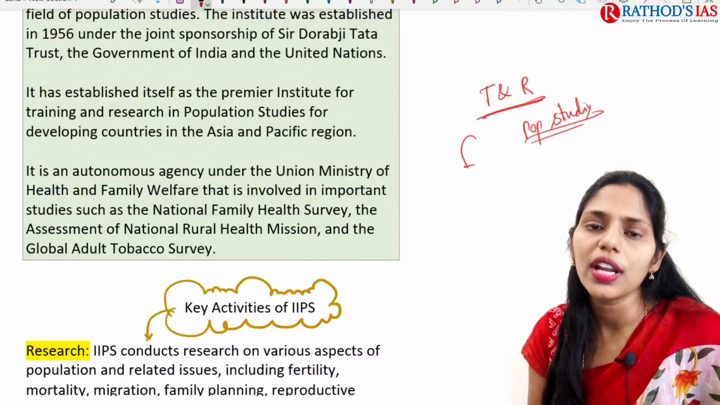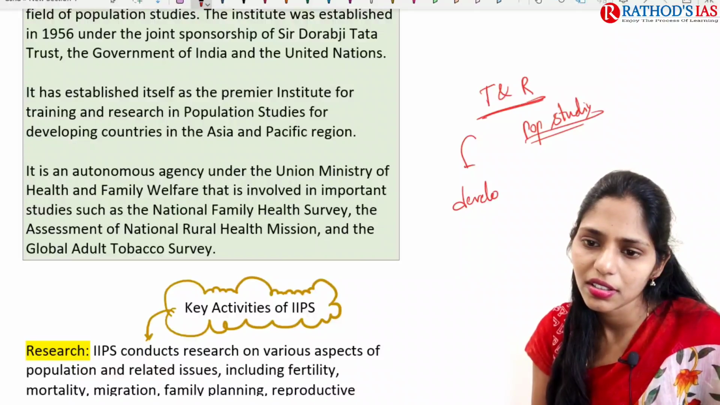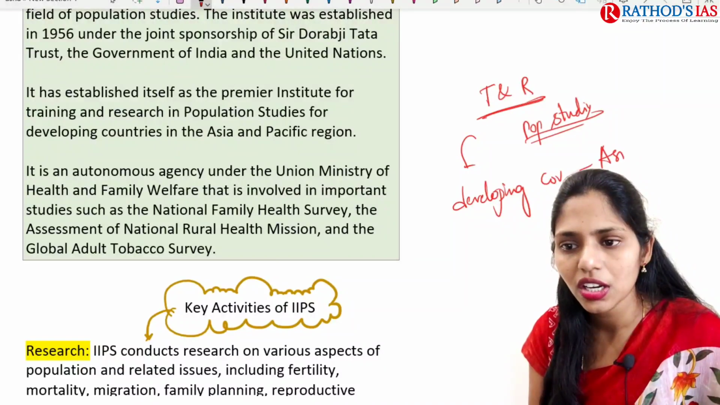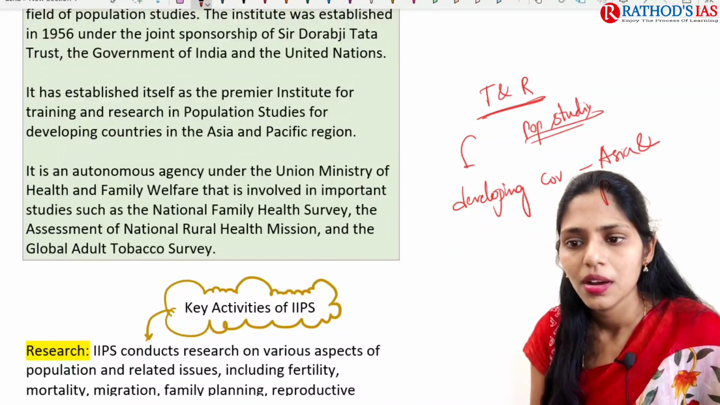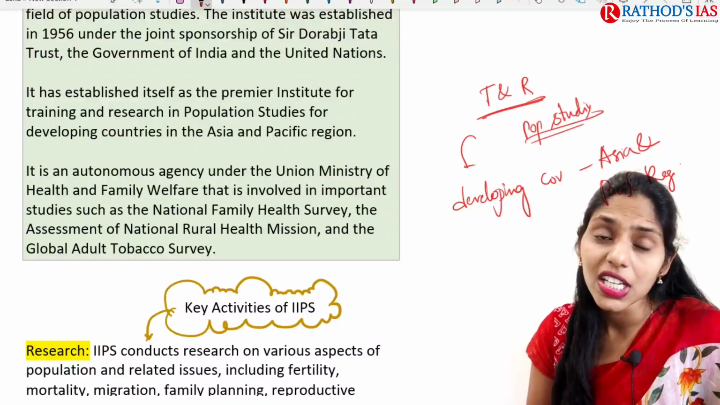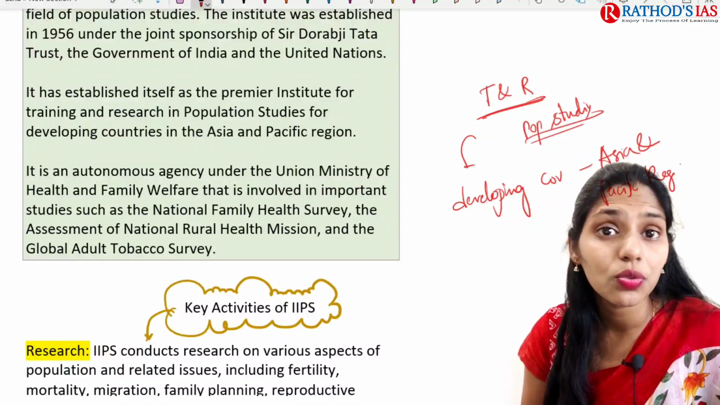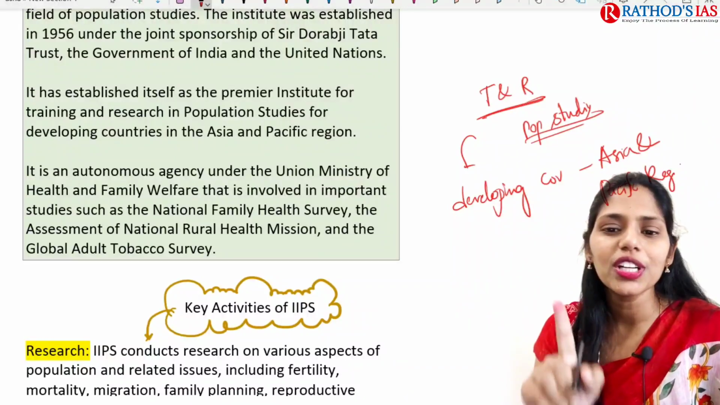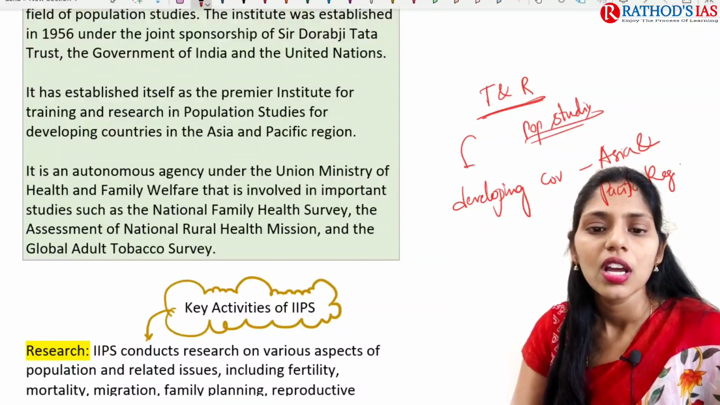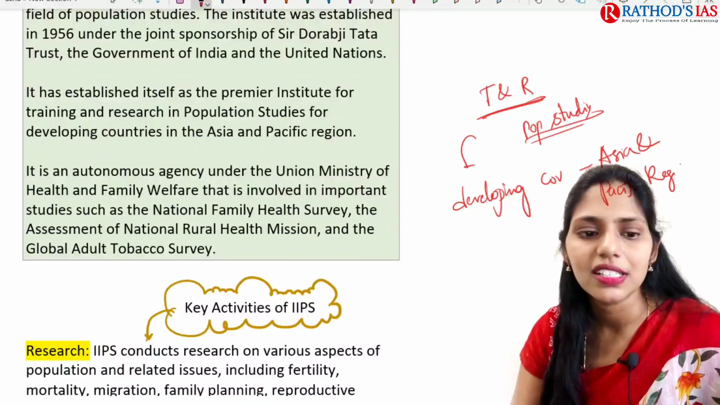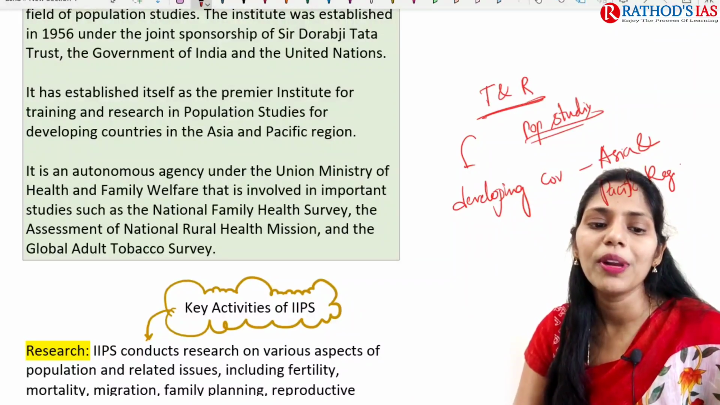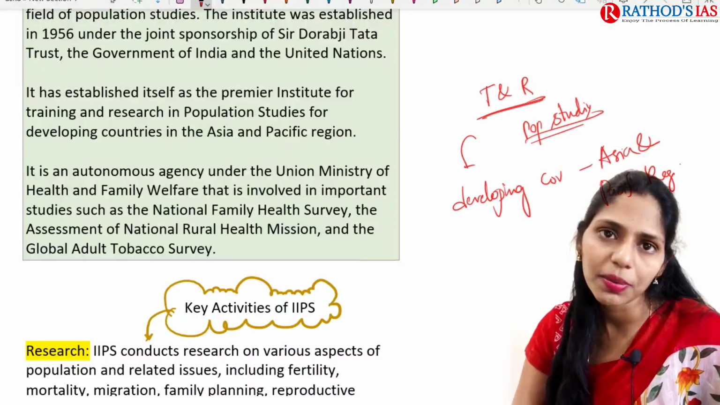And it is focusing especially on developing countries. So which are those? Those which are present in Asia and Pacific regions. And actually it is an autonomous agency which comes under which ministry? That is the Union Ministry of Health and Family Welfare. Okay, it focuses on the National Family Health Survey, and it also works on the National Rural Health Mission and the Global Adult Tobacco Survey. So these are the works that will be done.